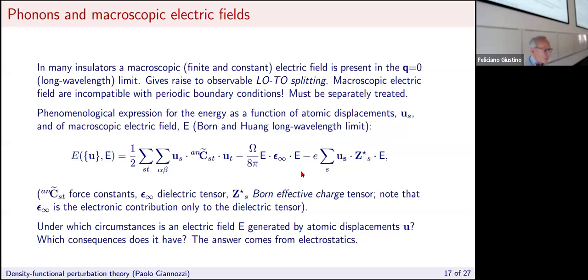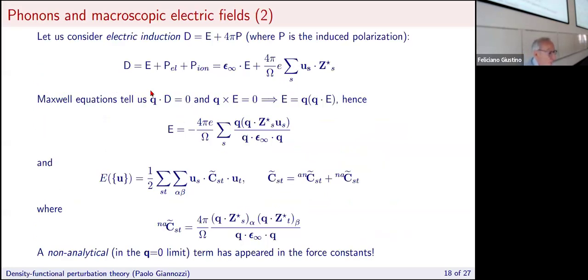Now, with some electrostatics, one can find under which condition an atomic displacement, a phonon, generates a macroscopic electric field and what happens. So by considering the Q equals 0 limit of an electric field, one immediately finds that the vector product of the wave vector times the electric field polarization has to be 0, which means that the electric field can only be longitudinal.